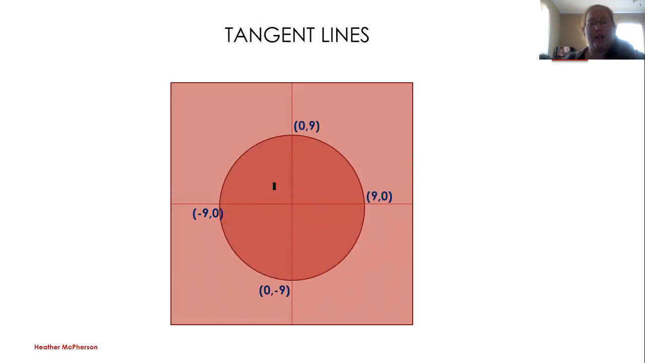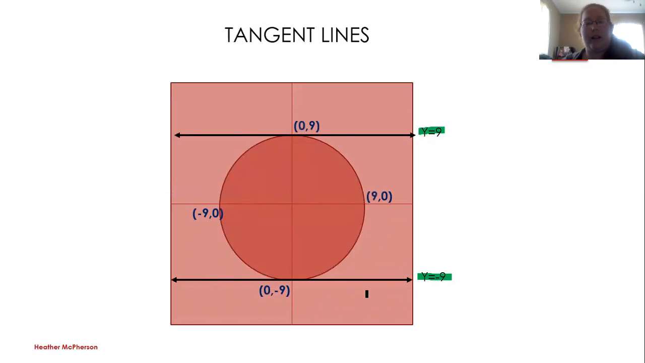Now we're looking for the tangent line. So right here we have the tangent line at 0, negative 9. So you'd have y equals negative 9. And then you'd have your tangent line at 0, 9. You'd have y equals 9. Now they look similar, but know that the tangent line for 0, 9 is always going to be positive 9, and the tangent line for 0, negative 9 is going to be negative 9.